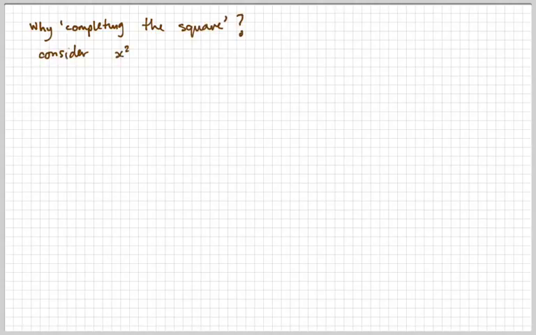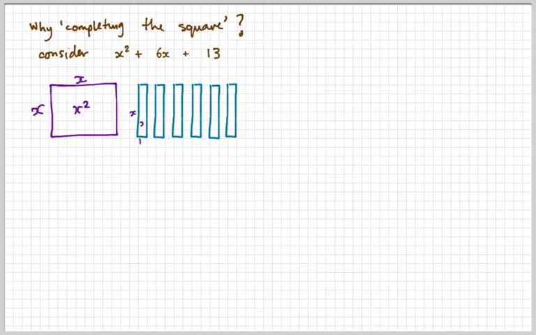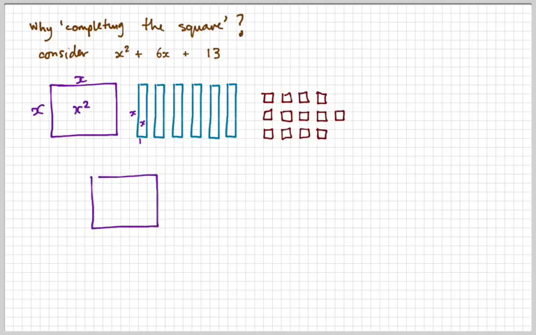So if you remember from the lesson that we had with multilink, we could take an expression like this, x squared plus 6x plus 13, and make it into blocks. So x by x blocks is an x squared block, and then lots of x rods here, which are x by 1, and then we could have 13 ones. So what I've drawn here is an x squared, 6 x's, and 13 ones.